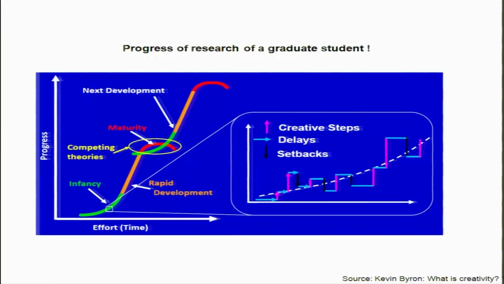So you see that there is always a creative step, and there is a delay, because then you have to assimilate, understand, and then devise new tools and approaches, and there are setbacks. For example, you may have three different hypotheses which may be compelling, which may be attractive, but may not be accurate. A given hypothesis, when you test, it flops. Your results don't come the way it is expected.